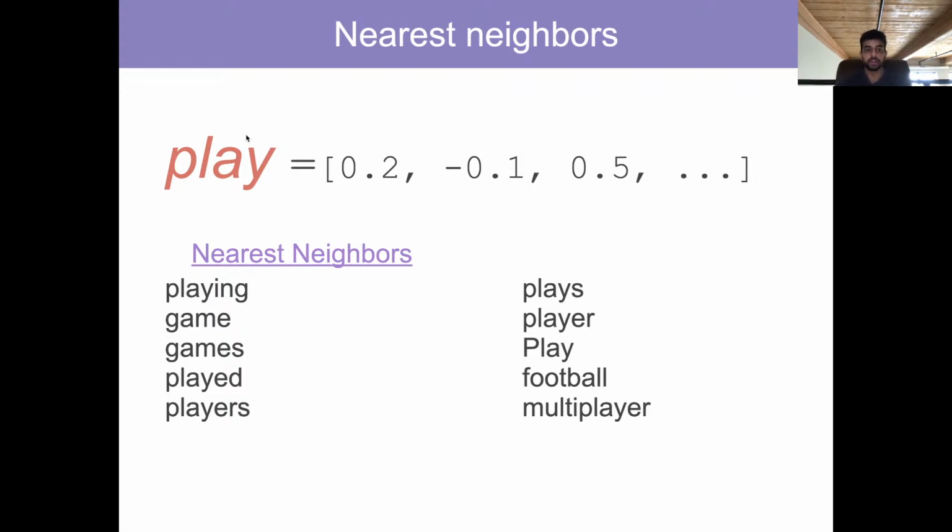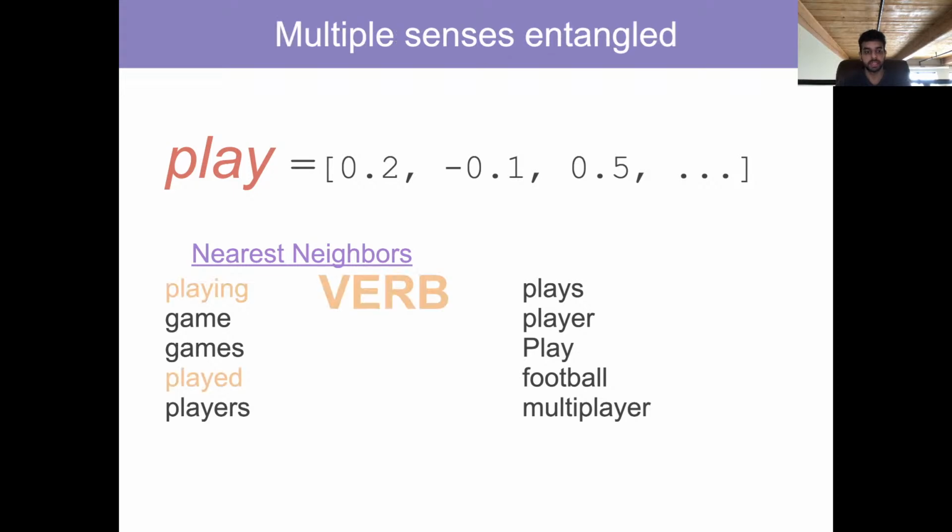So if you look at the cosine distance from the word embedding of play to the word embeddings of all of the other words in a vocabulary, the closest ones are words like playing, game, games, played, players, and so on. But if you look closely at these embeddings, it shows you that a lot of different types of linguistic properties are getting clustered up and mixed together here.